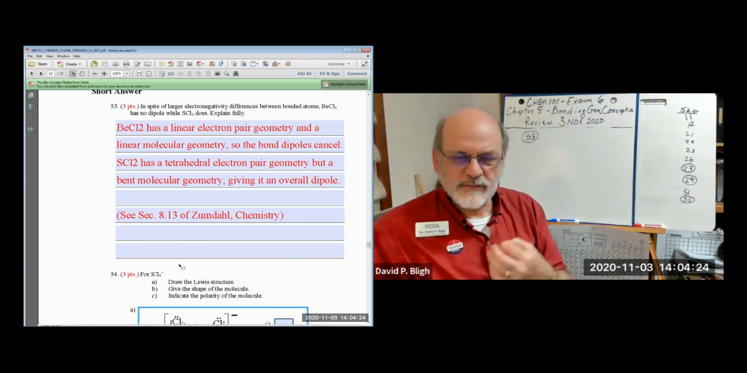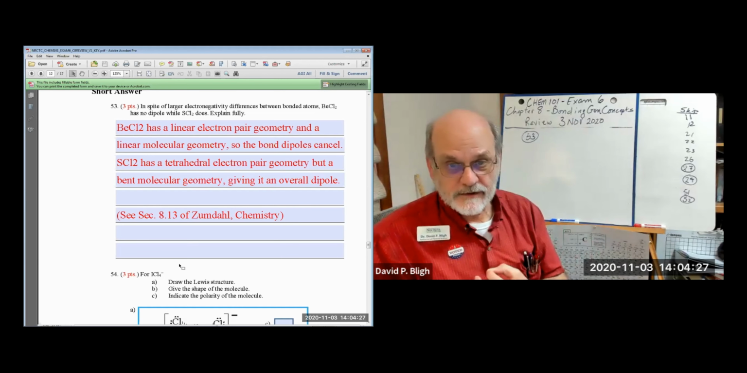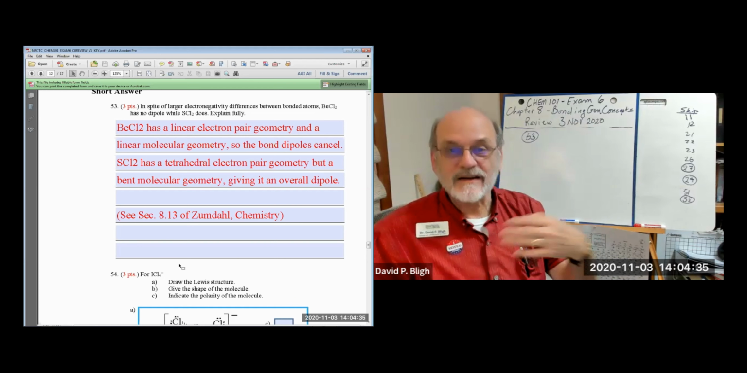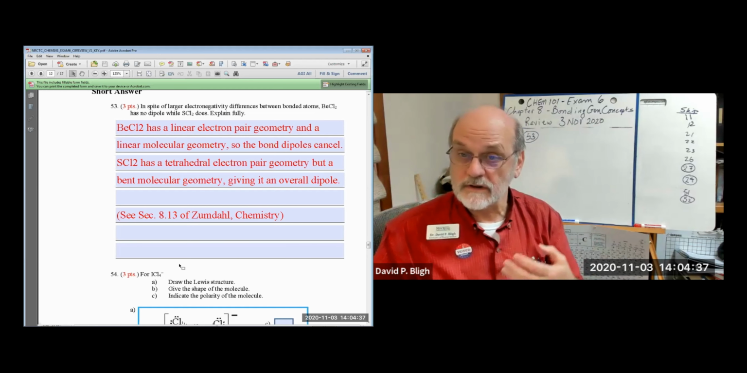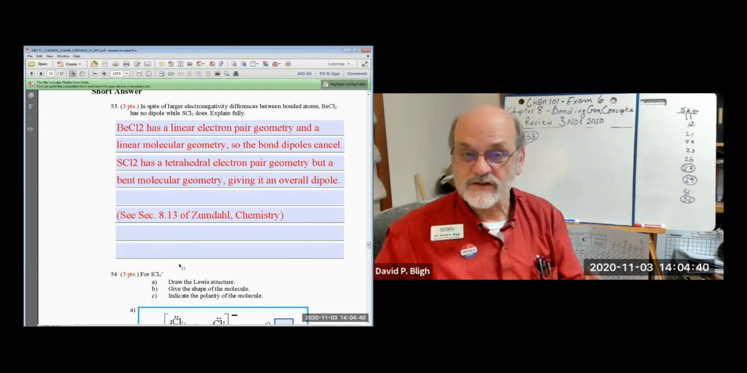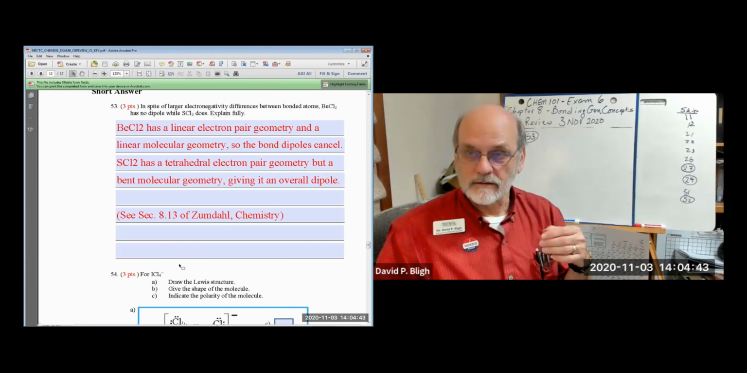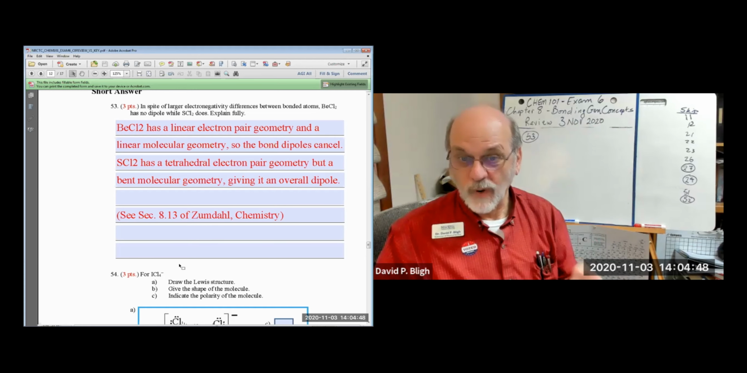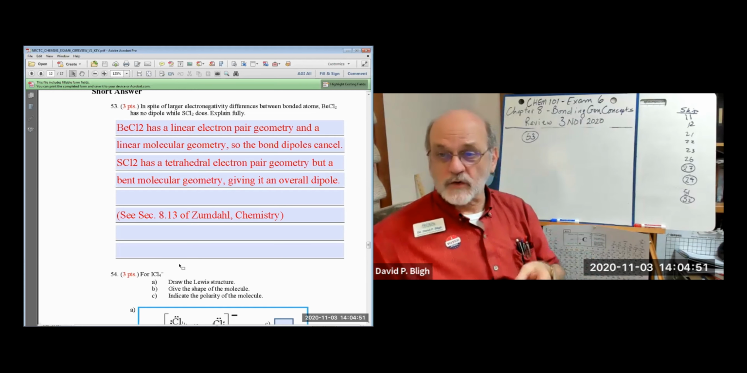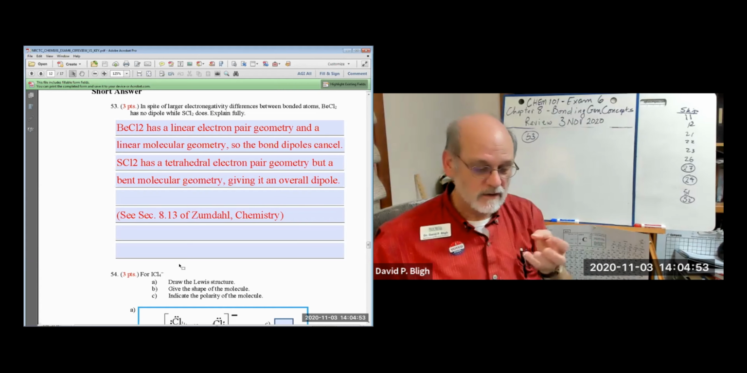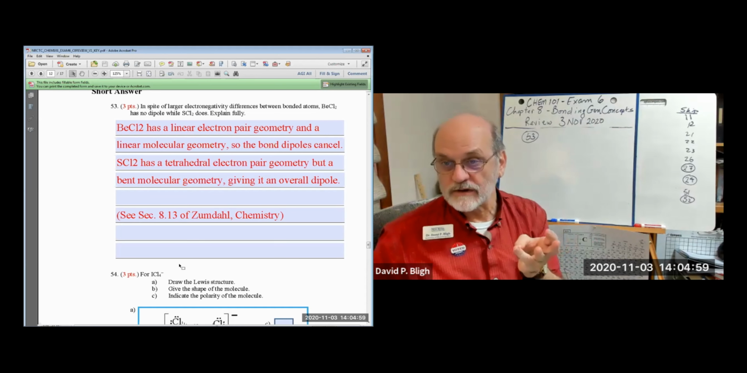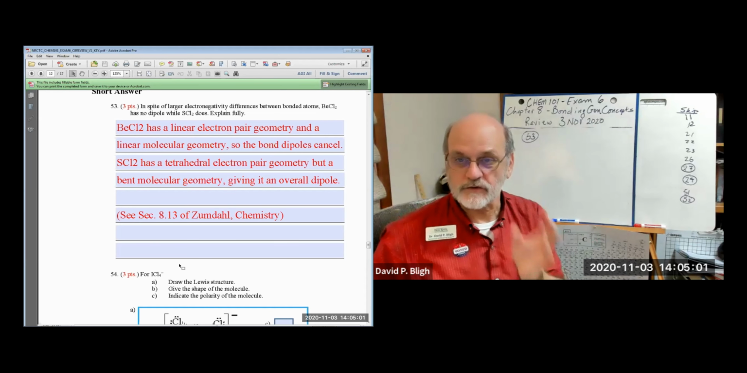says, in spite of the large electronegativity differences between bonded atoms in beryllium chloride, it has no dipole, while sulfur chloride does have a dipole. Why is that? In order to explain dipoles, you need to know something about well, it's already told you that there's a large dipole moment in the bonds. So you need to know the structure.